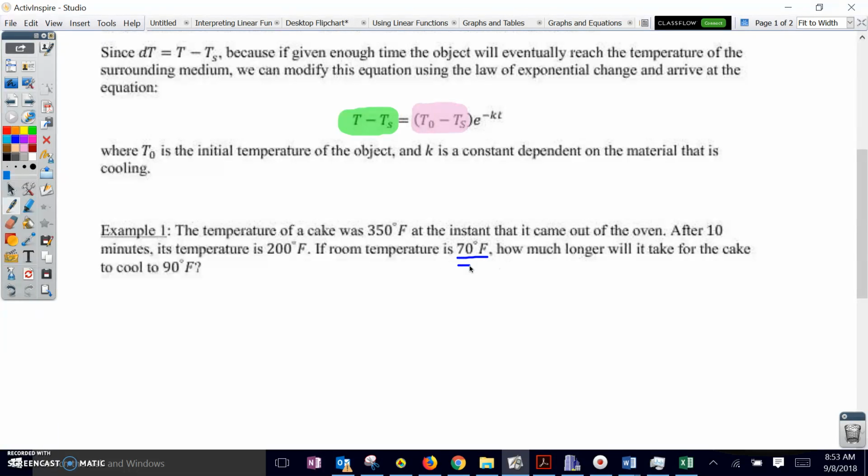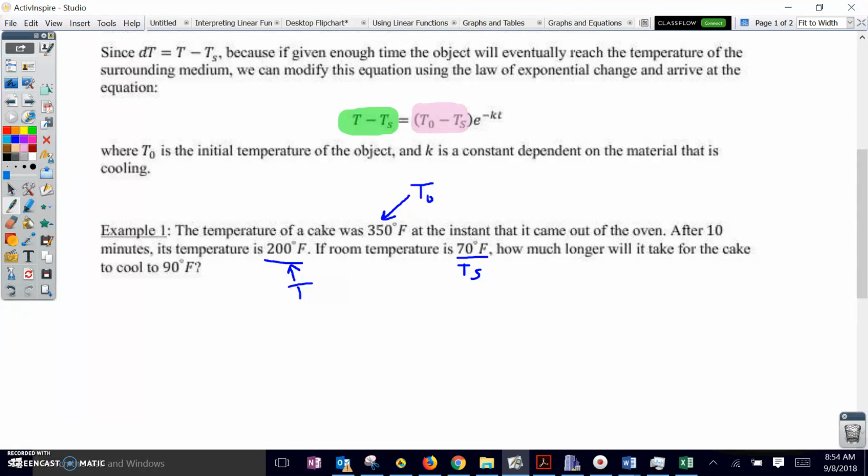Okay, so let's identify what these items are. 70 degrees, that's our room temperature. That's the surrounding temperature while this item is cooling. The 350 degrees here is our initial temperature, and the 200 degrees is our current temperature. And we need to use those in this context to find the value of k for this particular cake. Okay, k is a constant that depends on the material that's cooling.